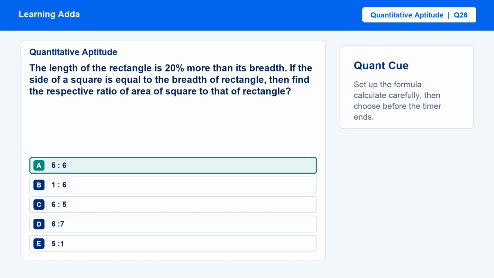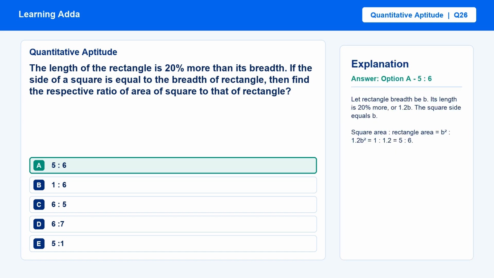The answer is option A, 5:6. Let the rectangle breadth be B. Its length is 20% more, or 1.2B. The square side equals B. Square area is to rectangle area as B squared is to 1.2B squared, which is equal to 1 is to 1.2, which is equal to 5:6.